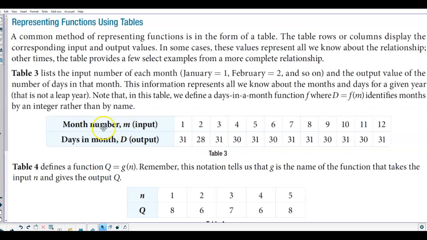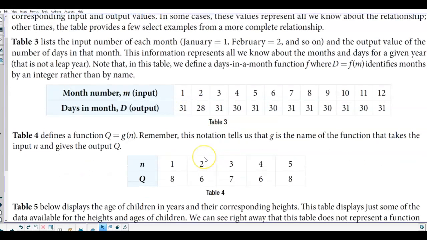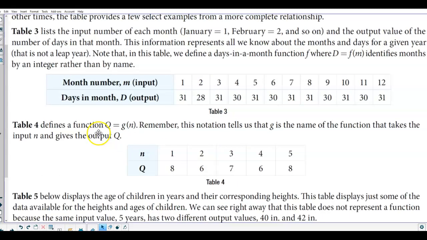So here we have the month number, which is the input, 1 all the way to 12. We have the days in a month, d, which is the output, which represents the days that are in that month. Now, table 4 defines a function q equals g of n.